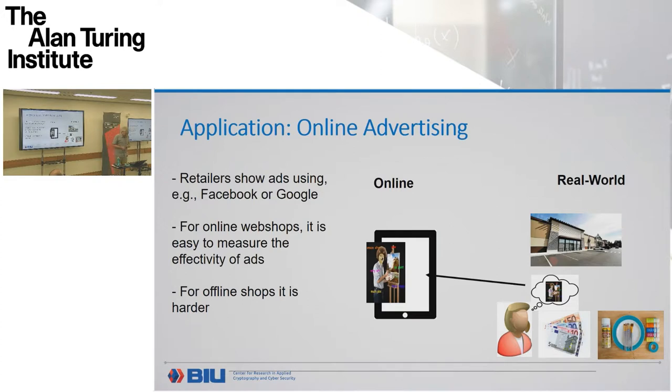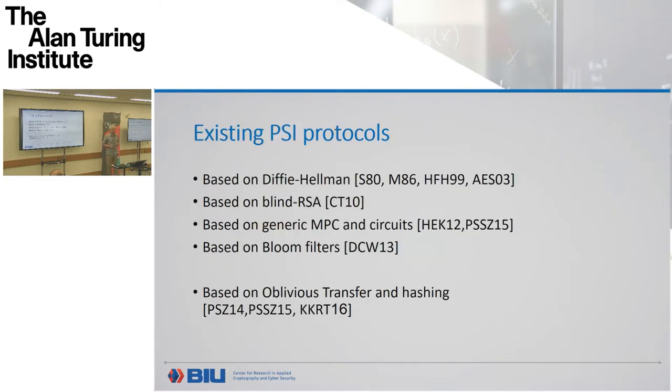Okay, that's... yeah. Okay, so PSI is important, and there has been lots of work on PSI. So there are some solutions which are based on Diffie-Hellman assumptions. Those who are not in crypto probably don't know what I'm talking about, but you shouldn't worry too much. I'll explain everything that is needed.